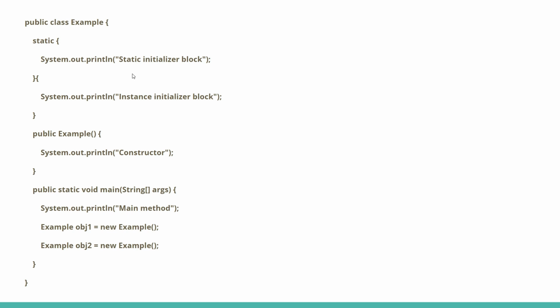So here the output we should look for is: first the static block will be executed only once, because whenever this class Example is loaded by the class loader, only at that time the static block will be executed. After that we should see the main method's System.out statement executed. After that, when we create the obj1 object of the Example class, first the instance initializer block will get invoked, then we'll see the constructor, and similarly we should see the same sequence of execution for object 2.